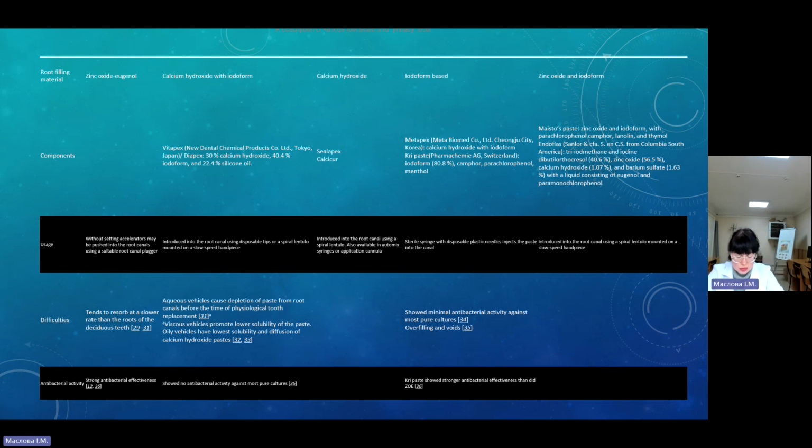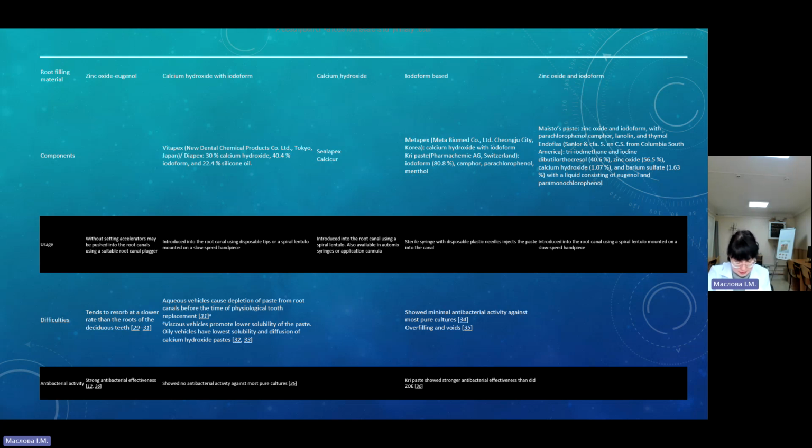Maisto's paste, introduced in 1977, includes both zinc oxide and iodoform with parachlorophenol, lanolin, and thymol. The presence of zinc oxide slows its resorption, and it was reported to have significantly higher success rates compared to zinc oxide eugenol alone.